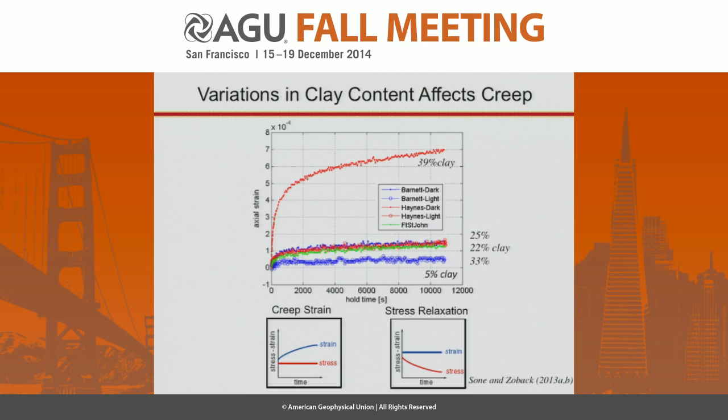They have a Young's modulus of 50 gigapascals. They have a rock strength of 1 to 200 megapascals. These are real rocks, and yet we see appreciable time-dependent deformation under a constant load when the clay content increases. This is the Haynesville sample up here, but they really do creep.